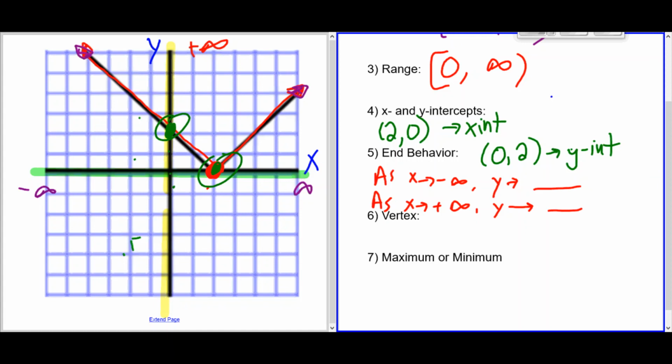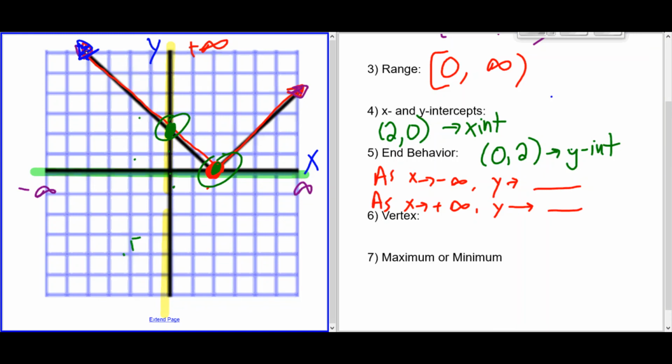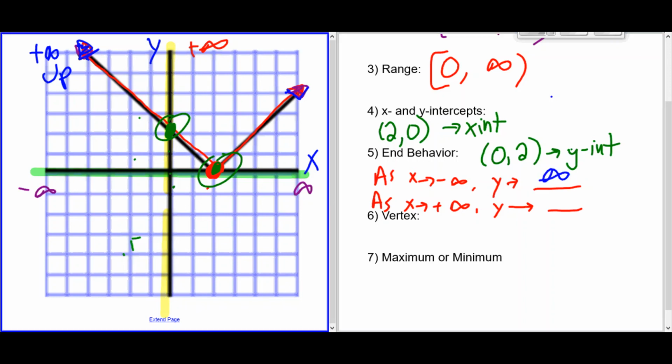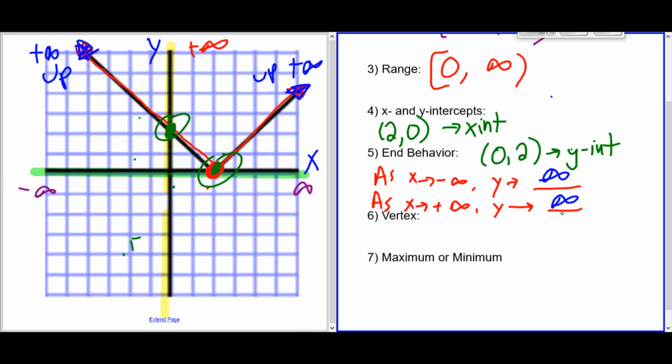So what's happening to the left arrow? If you notice, my left arrow is pointing upwards. So that is positive infinity because it's pointing up. The right arrow, so I'm going to write positive infinity there. The right arrow is also pointing up, and that's also positive infinity because it's up. So as x approaches positive infinity, y approaches infinity.